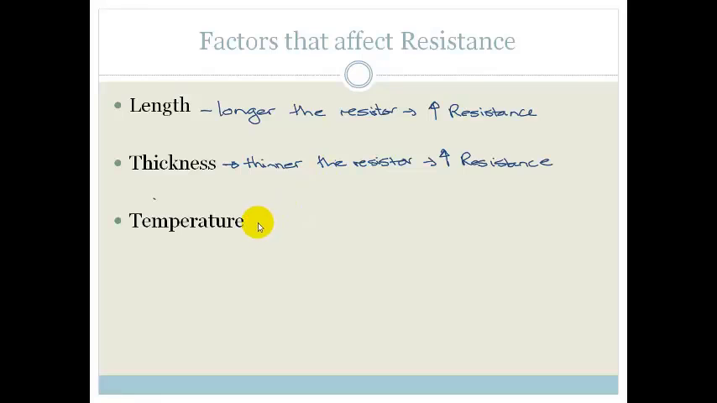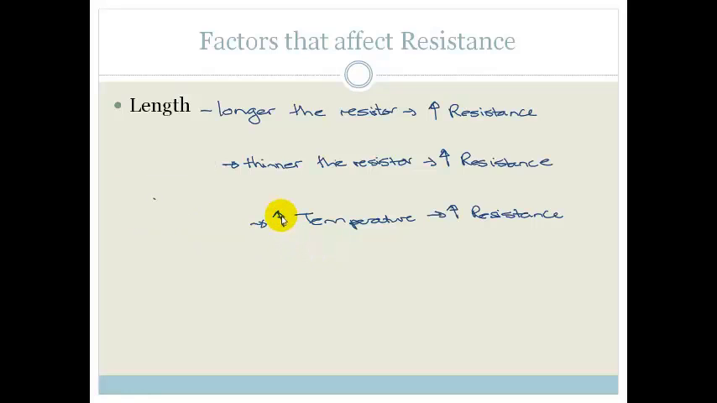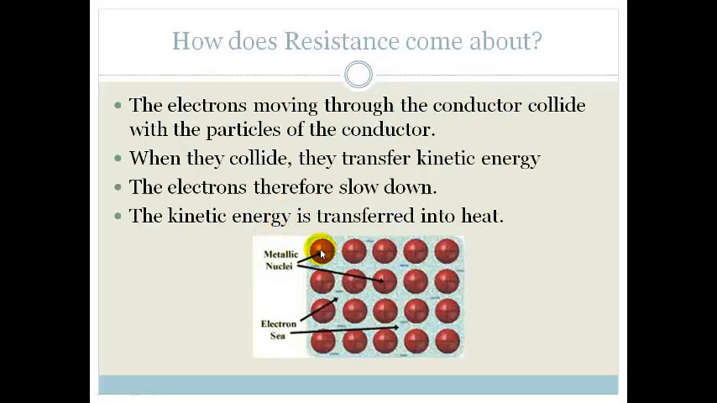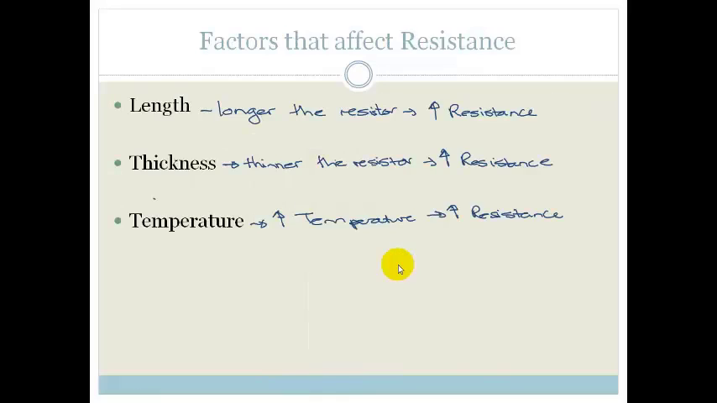Temperature. Now this is an interesting one. The greater the temperature, the greater the resistance. The reason for this is that if you increase your temperature, you're increasing the amount that the particles are moving around within the metal. If you look at this little picture again, these little particles are all moving around a lot more, and because they're moving around, they can bump into the electrons much more, and therefore it is going to cause a greater resistance.